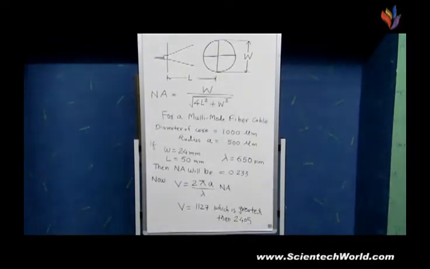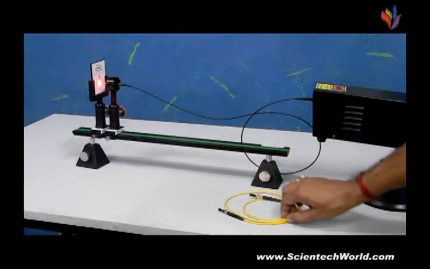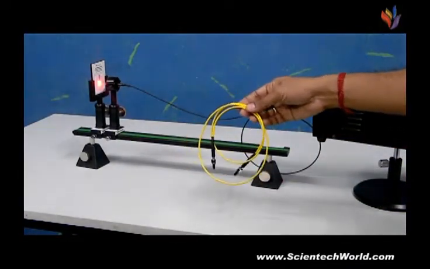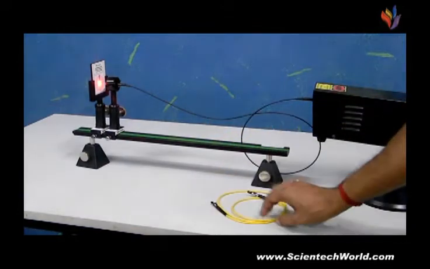We can also calculate the value of V number using the formula V is equal to 2 pi a upon lambda into NA. We know that the wavelength of the laser source is 650 nanometer. So the value of V number will be 1127, which is much greater than 2.405, which shows that this is a value for a multi-mode fiber cable. In the same way, you can connect a single mode fiber cable and perform the same experiment with the setup.